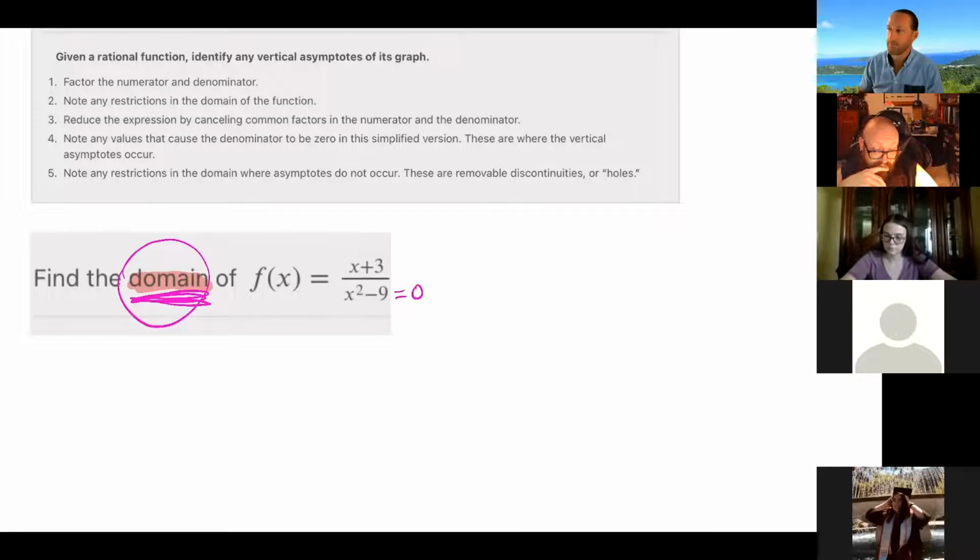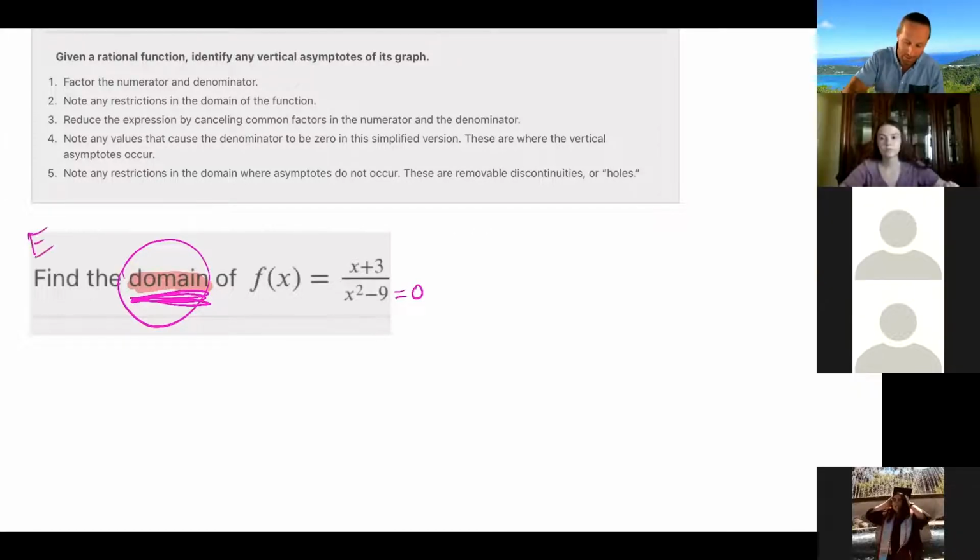Is it where the asymptotes are? Is that what we're after? That's true too. Okay. But they didn't say anything about that yet, right? For this example, all they want you to do is find the domain. And remember, the domain is all the what? All the inputs, all the x's.